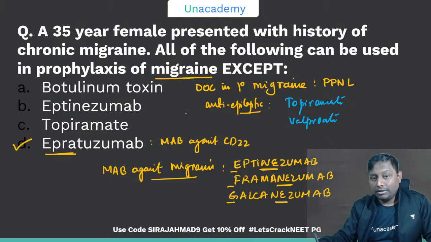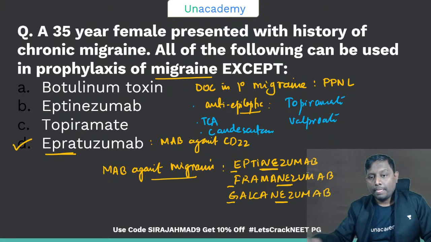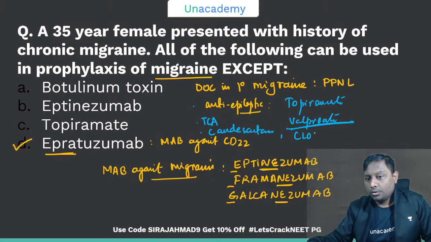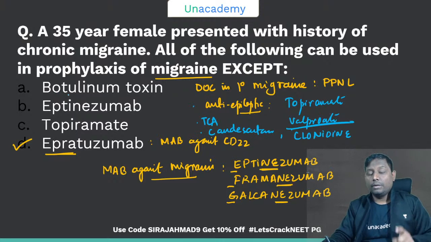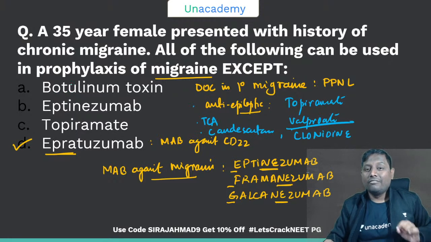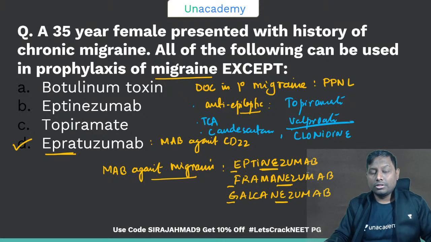Apart from this, tricyclic antidepressants can also be used. Candesartan, an angiotensin receptor blocker, is also approved for the prophylaxis of migraine. Then you also have clonidine. So there are many drugs for the prophylaxis of migraine, and you should also remember that in injectable form, botulinum toxin is an FDA approved drug. It is given every 12 weeks, directly over the temporal region, for the prophylaxis of migraine. So remember, it's also an approved drug.